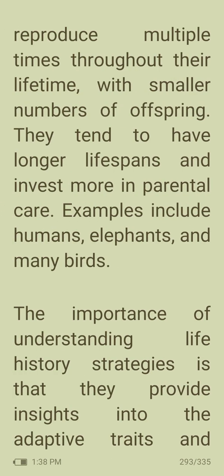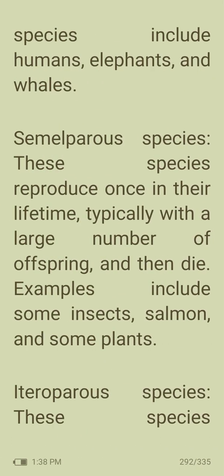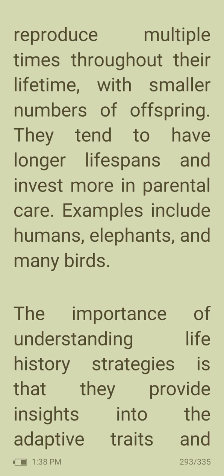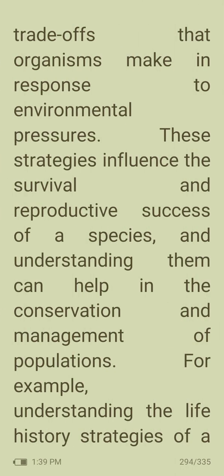management of populations. Once again, what is iteroparous species? These species reproduce multiple times throughout their lifetime with smaller number of offspring. They tend to have longer lifespans and invest more time in parental care. Examples: humans, elephants, and many birds. The importance of understanding life history strategies is that they provide insight into the adaptive traits and trade-offs that organisms make in response to environmental pressures.